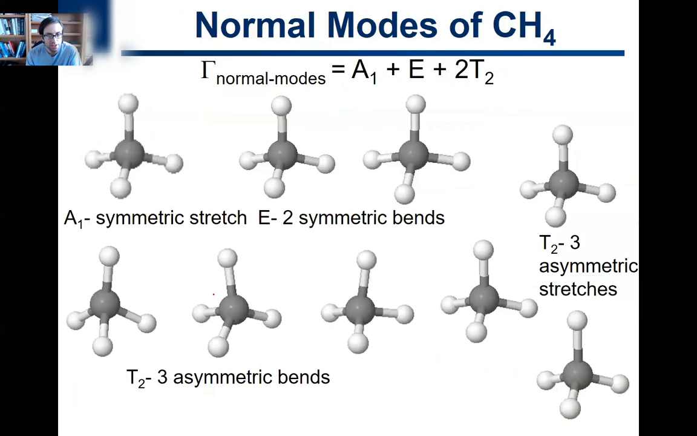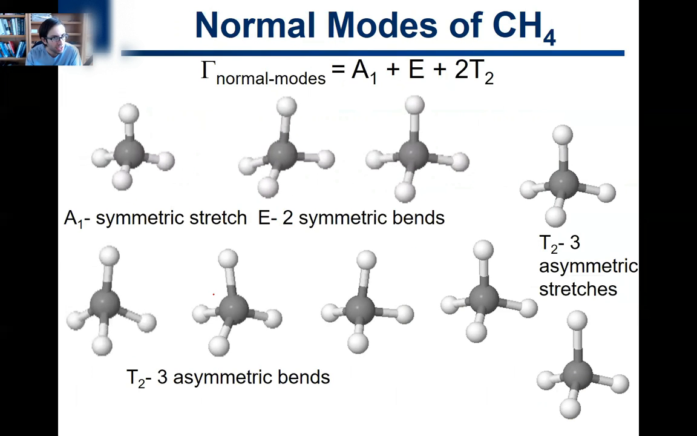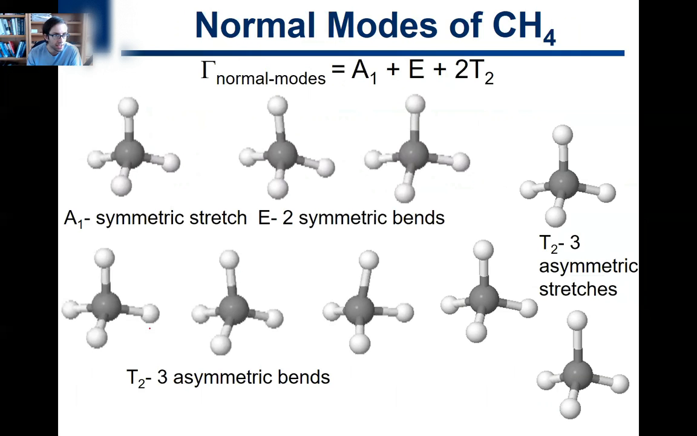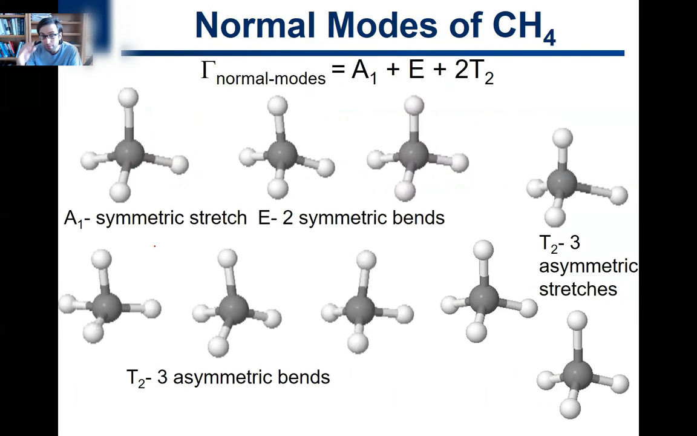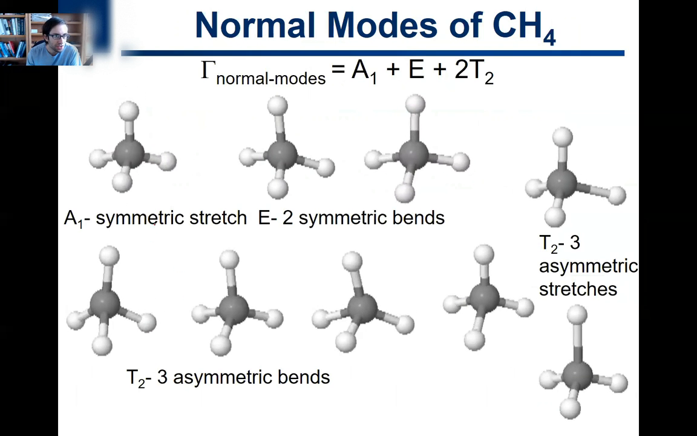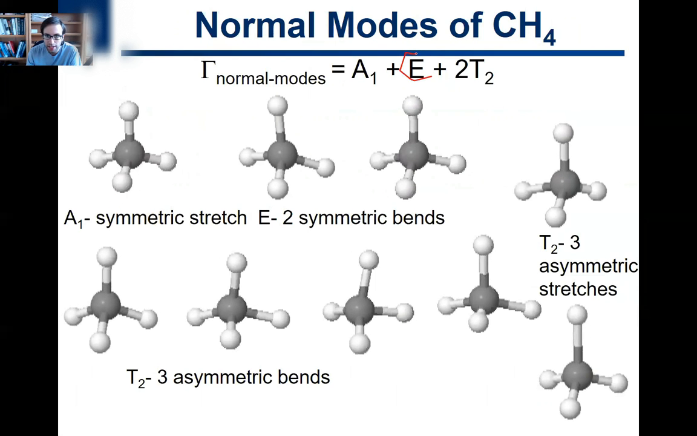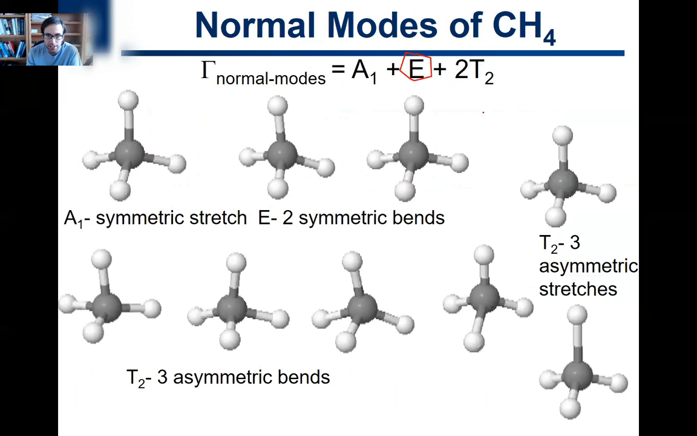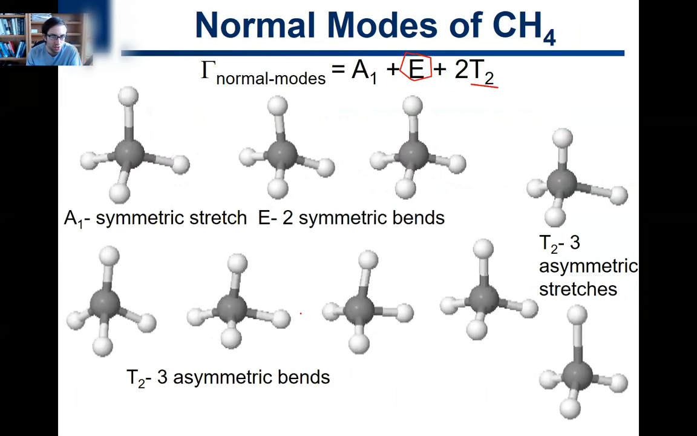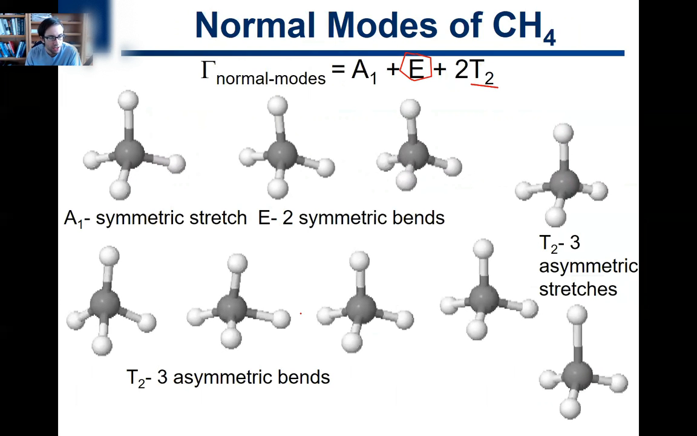So what that tells you is that your A1 is a stretch and one of your T2s is a stretch. And indeed, that's what I showed you before. Anything else is going to be a bend. So what's left over? You have your E left over and you have another T2, and so those are your two sets of bending modes.